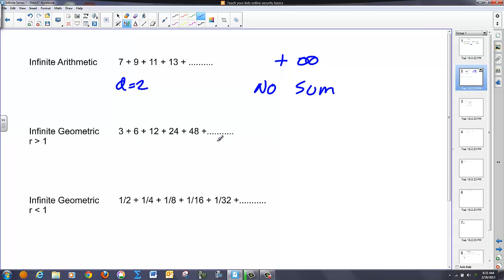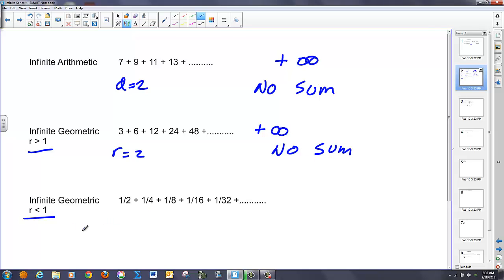If I take a look at a geometric series, this is a geometric series where my r is 2. Notated here, my ratio is greater than 1. And again, these numbers keep going on and on and on. And down the road, I will get to infinity. And if I'm adding infinity, it makes no sense because I can't really wrap my arms around that. So this guy has no sum as well.